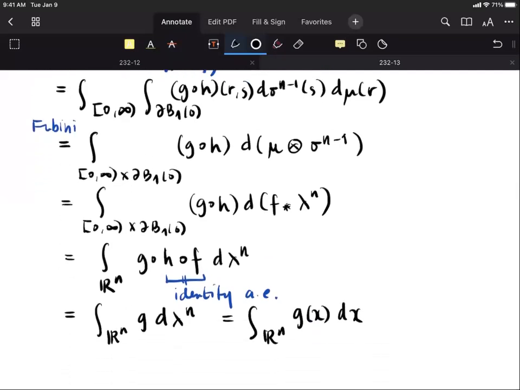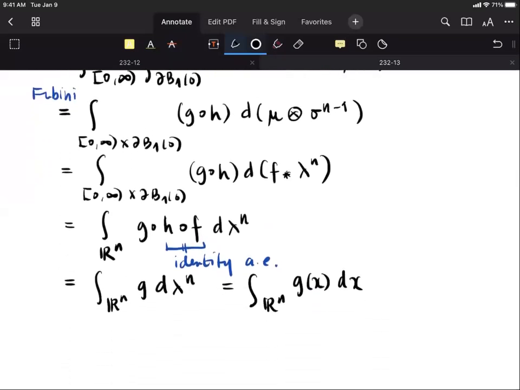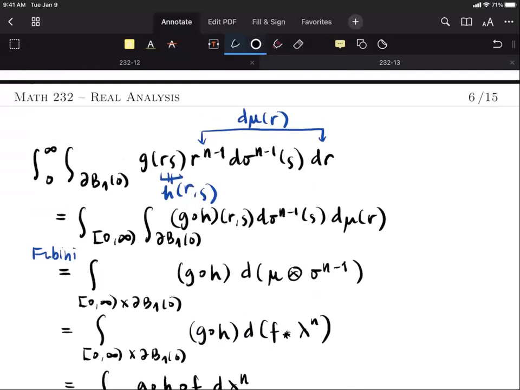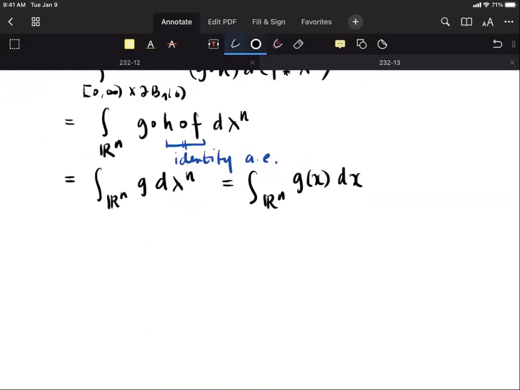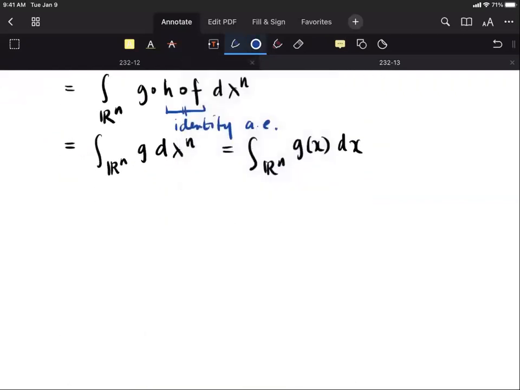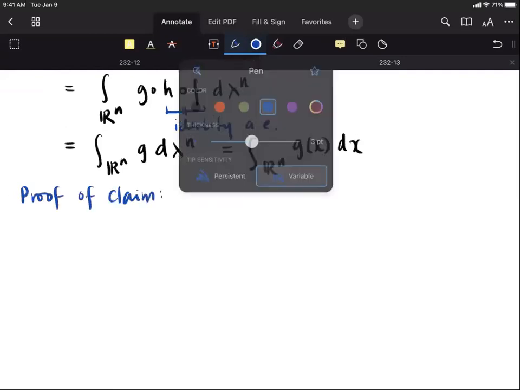So we have written the integral over Rn as an iterated integral. Here, the inner integral is over the unit sphere, corresponding to the directions. And the outer integral corresponds to the lengths. Okay, so to complete the proof, let us show our claim.